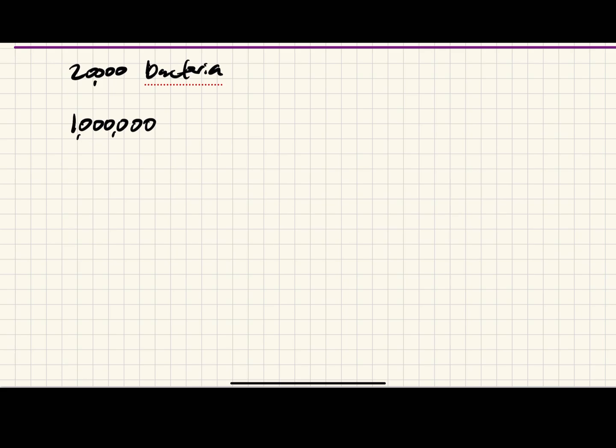Okay, so let's say that we don't know what the rate of growth is. But what we do know is we counted him again. So this is at noon. He has 20,000 bacteria. Now we counted him again at 1 o'clock, and at 1 o'clock, he had 150,000.